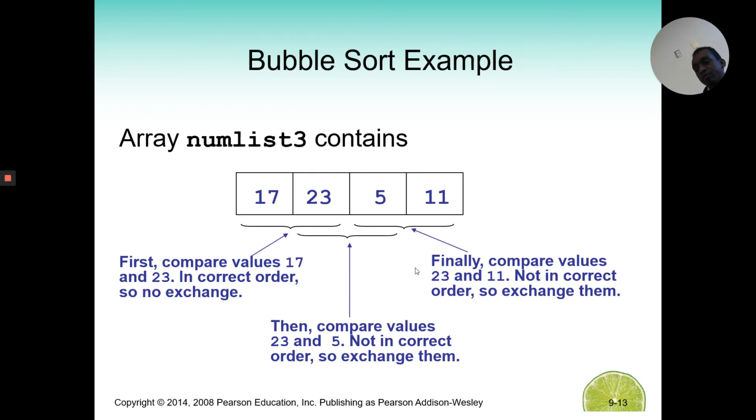So here is an example of the bubble sort. We first compare the values 17 and 23. This is in the correct order, so no change. Next, compare 23 and 5. These are not in the correct order, so you have to switch them. Then compare the last two, 23 and 11, and rearrange them as well.